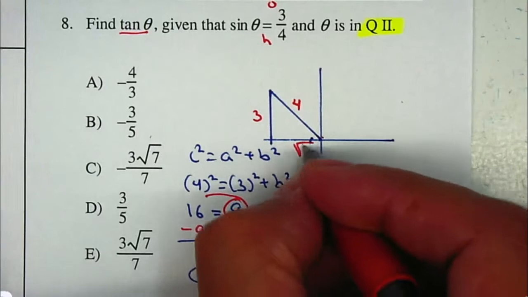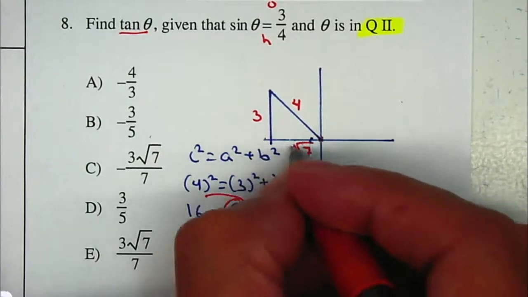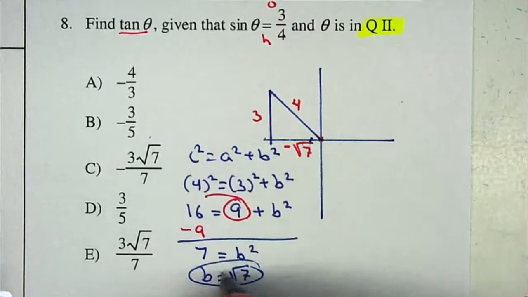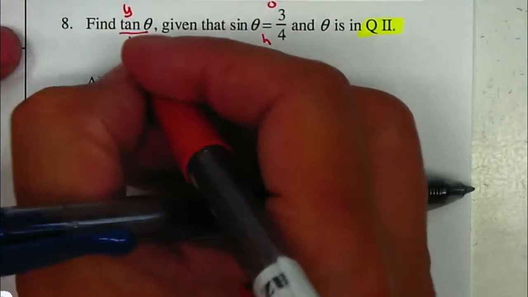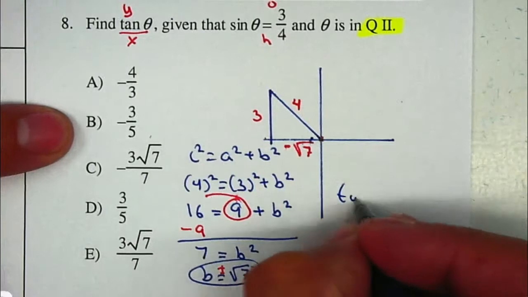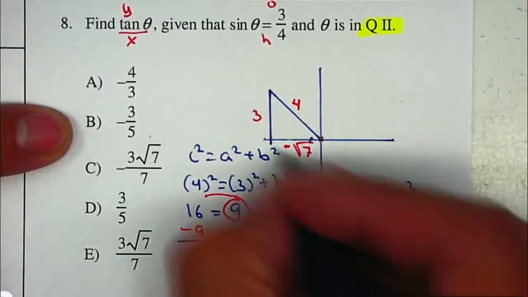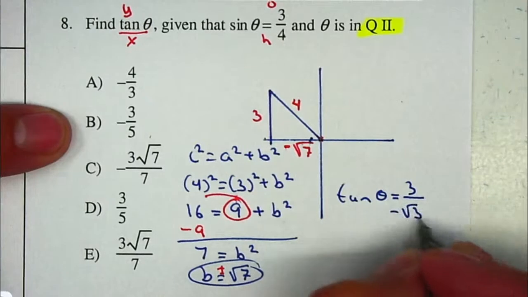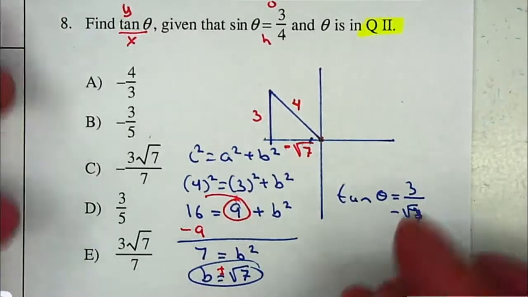Now be careful. In this case, because this is the x value, it is going to the left, so it is going to be negative. Remember, it should be plus or minus, so in this case it will be minus. And now I can find my tangent. Tangent is your y over your x. So the tangent of theta will be your y over your x, which is negative 3 over square root of 7. I cannot have any radical in my denominator, so therefore I need to rationalize it.